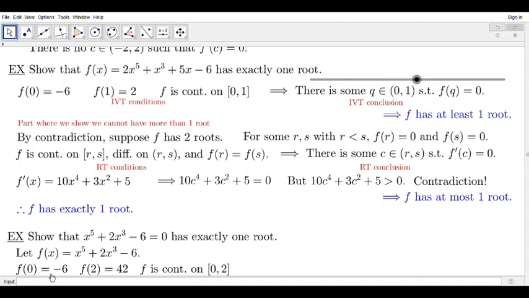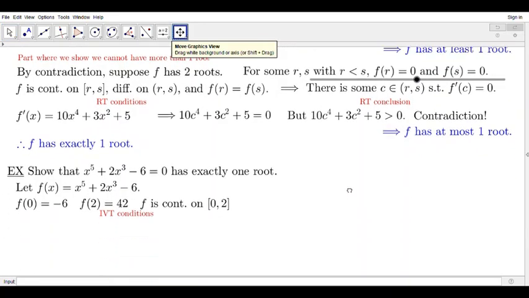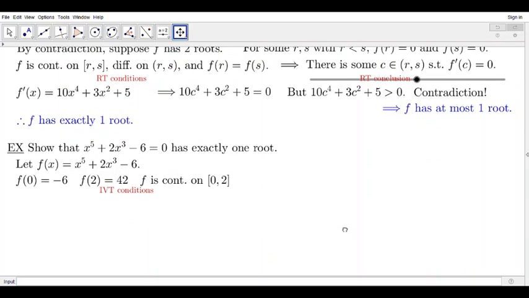f of 0 is negative 6. f of 1 is just going to be negative 3, still negative. But f of 2 is 42, you can check, which is positive. And then just to ensure that we have all the conditions satisfied for the intermediate value theorem, all right, f is continuous from 0 to 2, in fact, it's continuous everywhere because it's a polynomial.